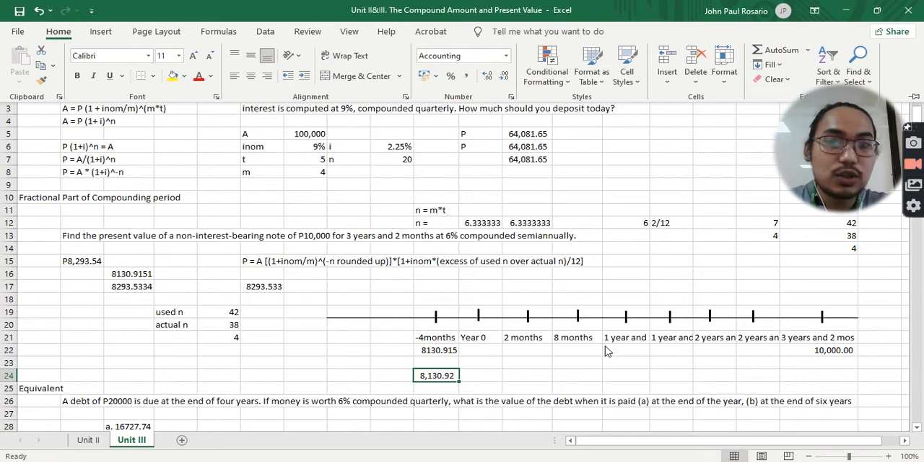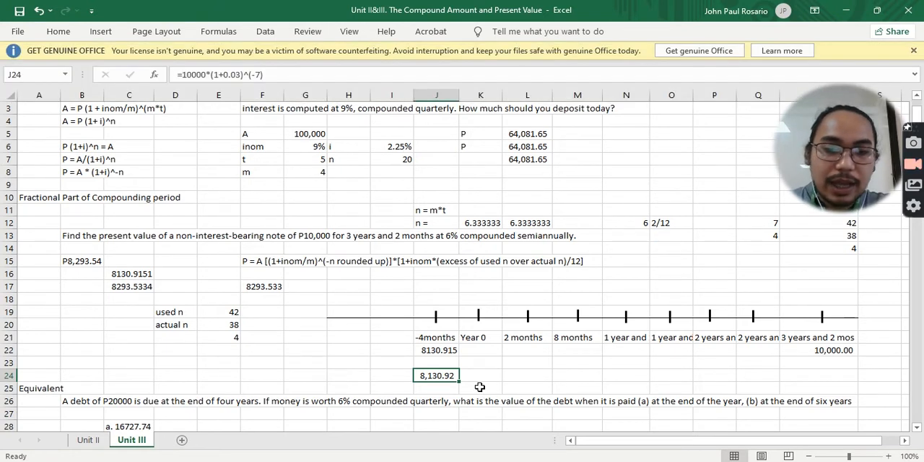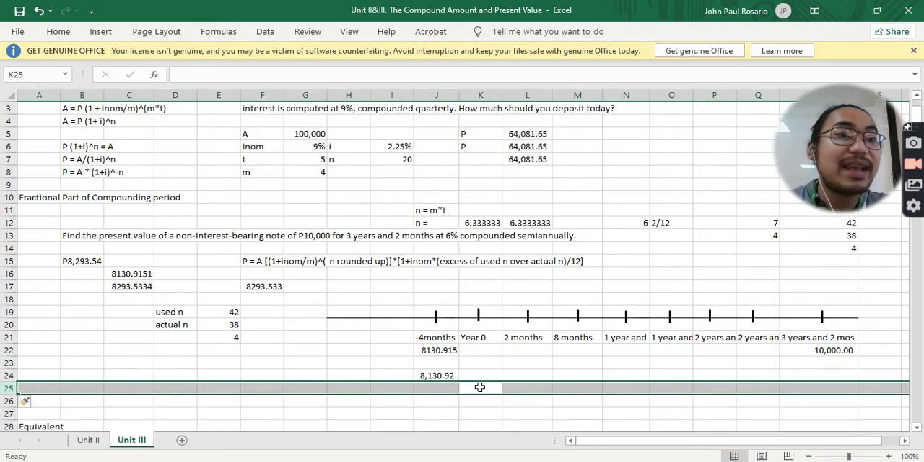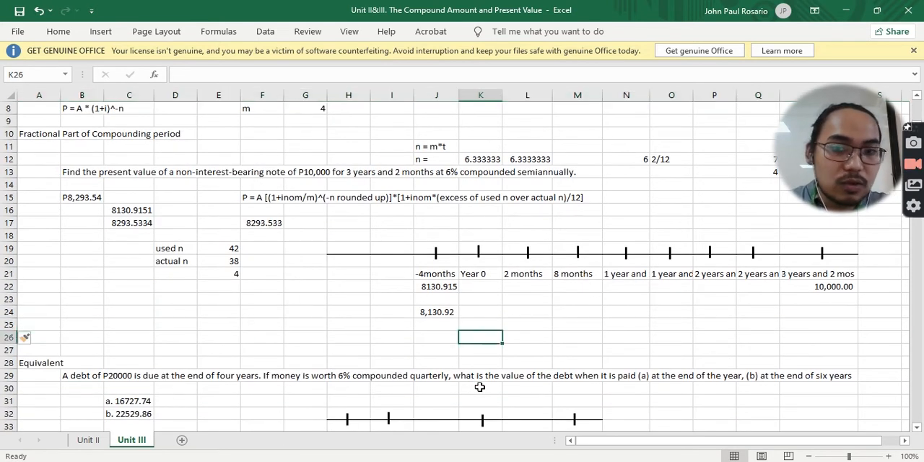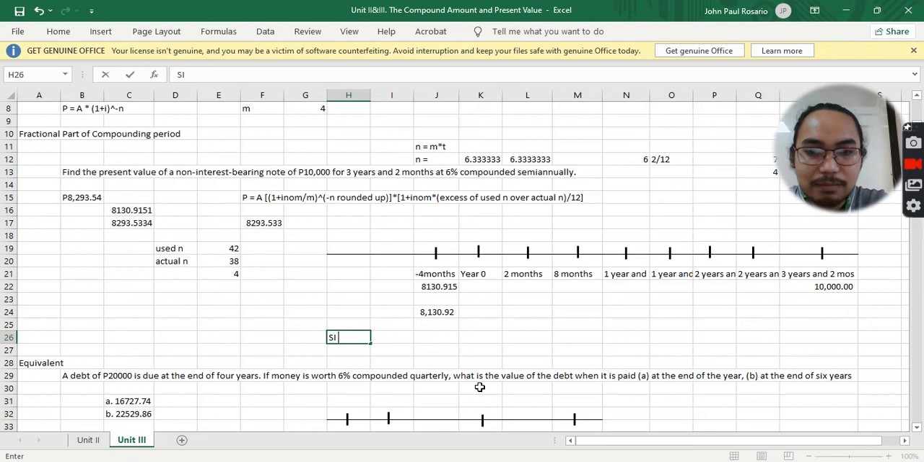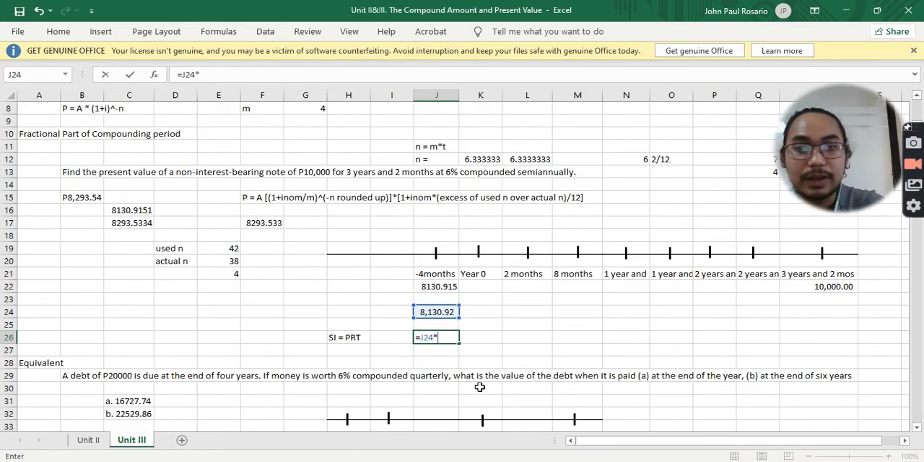So that's our present value 4 months earlier than the start of the note. So what we should do now is compute the simple interest for the excess months that we backtracked. So pila ka months? 4 months. So simple interest lang ta. Simple interest formula is simply PRT. So our simple interest here would be the 8,130.92, the present value, multiplied by the R. So our rate here is 0.06. Now remember, for simple interest formula, we are expressing terms annually, kay simple interest man siya. Dili man siya compounding.